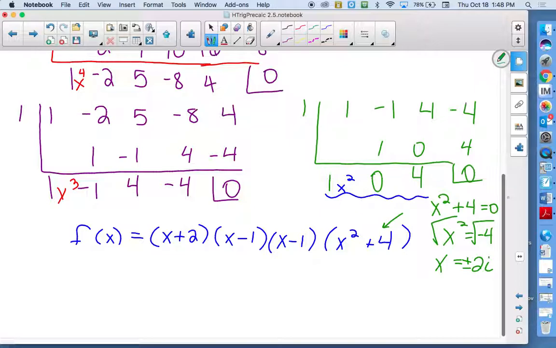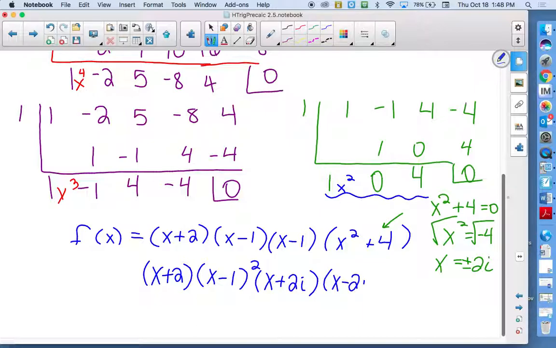So taking that last piece, we can now solve for it by setting it equal to 0. It doesn't get factored. Just solve, taking the number to the other side, taking the square root. So then we have x plus 2. We have x minus 1 twice, so you can square that instead of writing it twice. And then x plus 2i and x minus 2i.